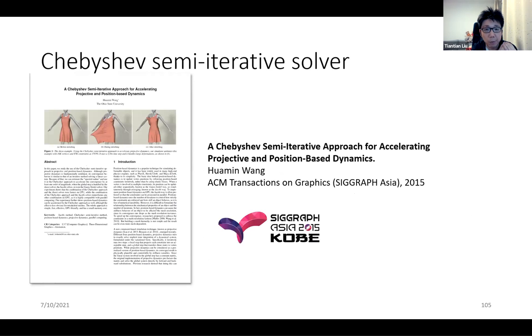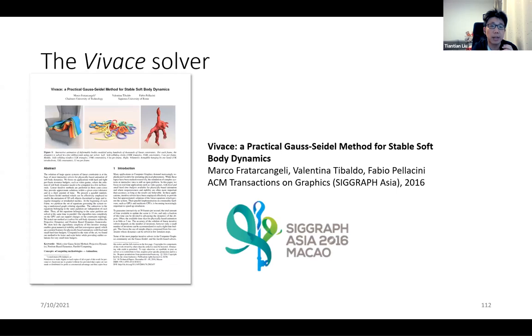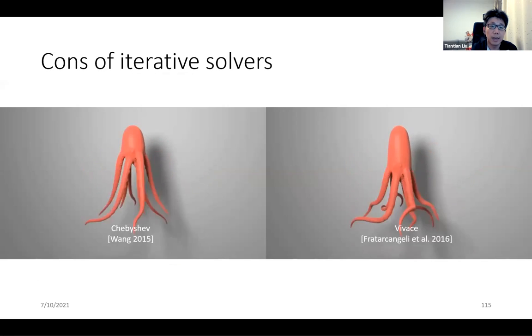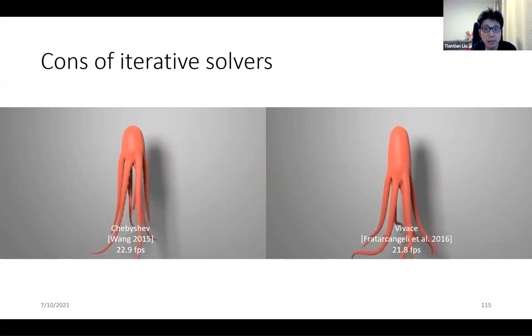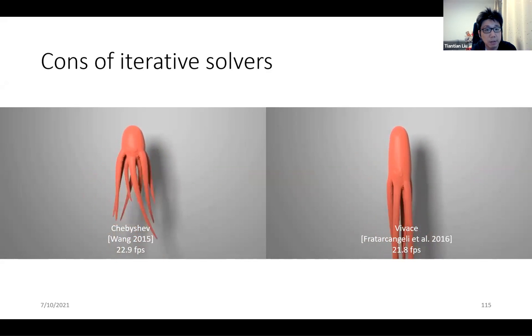For example, Huamin Wang proposed an accelerated iterative solver for projective dynamics using Chebyshev semi-iterative approaches. And Marco Fratarcangeli and colleagues proposed an efficient coloring algorithm to solve the global step of projective dynamics using a parallelizable Gauss-Seidel solver called Vivace. Those algorithms are very efficient running on parallel computing hardware. For instance, when we apply the same octopus model, this method behaves pretty well in real-time response.